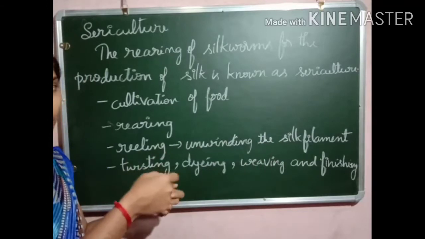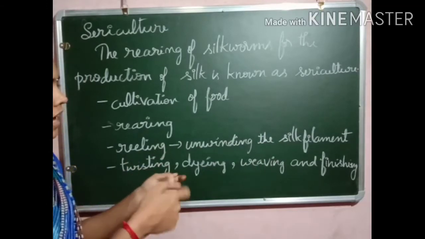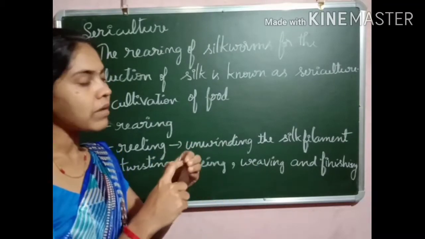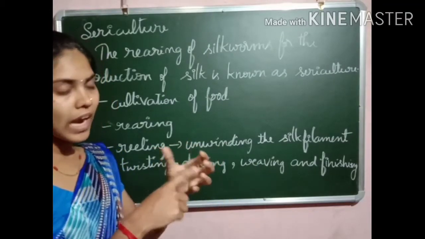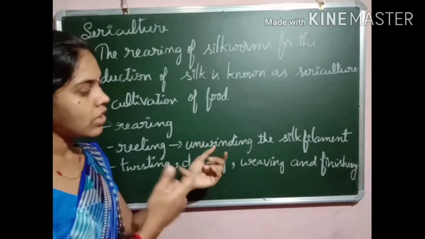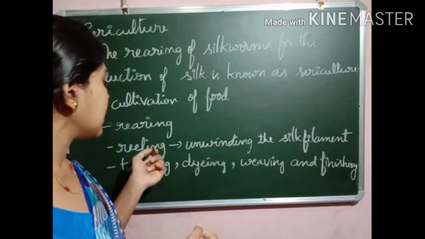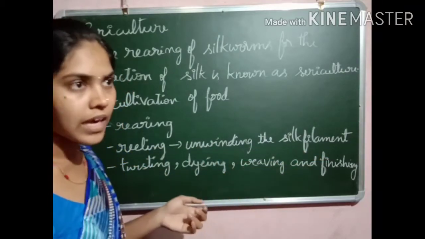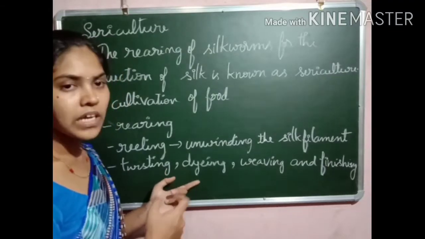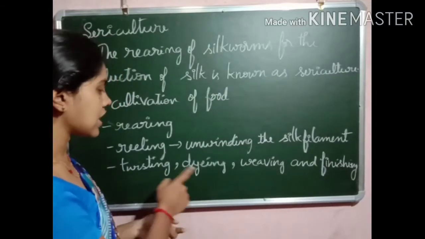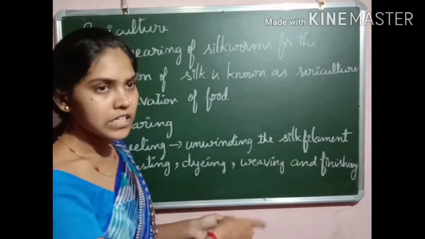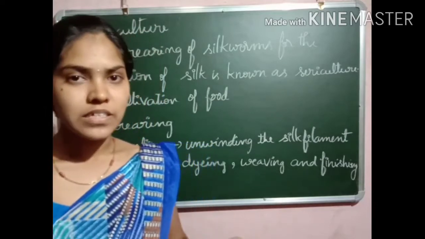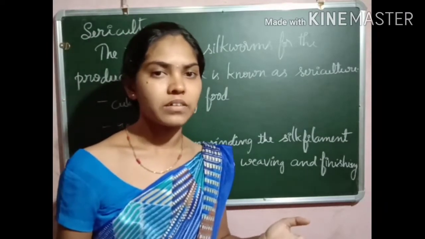They will make use of the reel and they will unwind it. The pupa was covered by the cocoon, right? So we have to unwind it in order to get the silk fiber, so reeling the cocoon for unwinding the silk filament. Then the remaining activities, which are similar in other fibers also: twisting, dyeing, weaving and finishing. These are the activities involved in sericulture. Now let us discuss the production of silk.